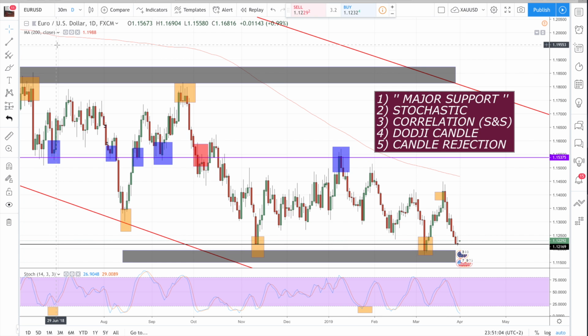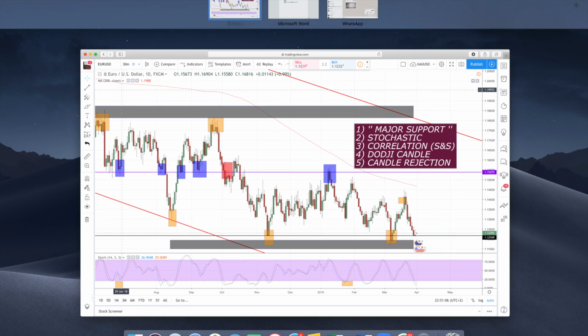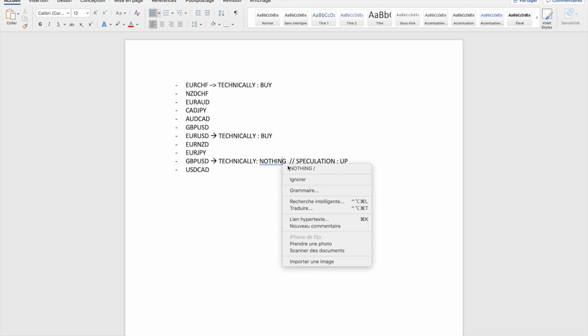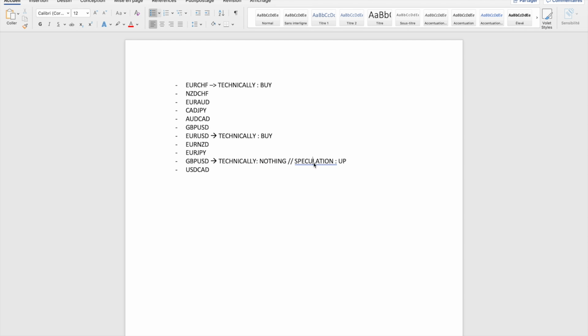Anyway, EUR/USD, EUR/CHF, both are in an uptrend, but please be careful, okay? Where EUR/USD over here. Okay, nothing. Speculation. Let's make it clear. Perfect.